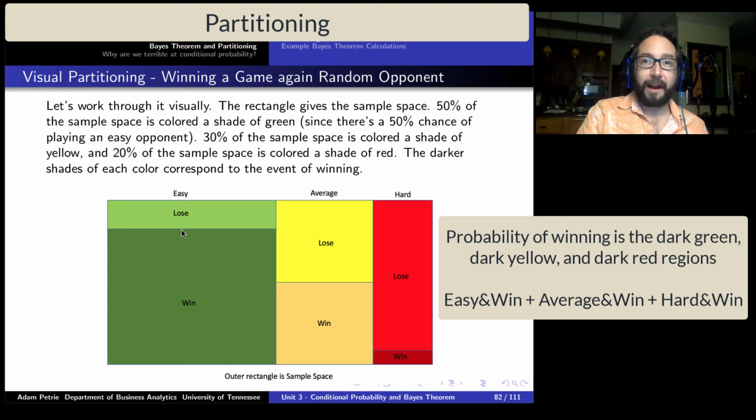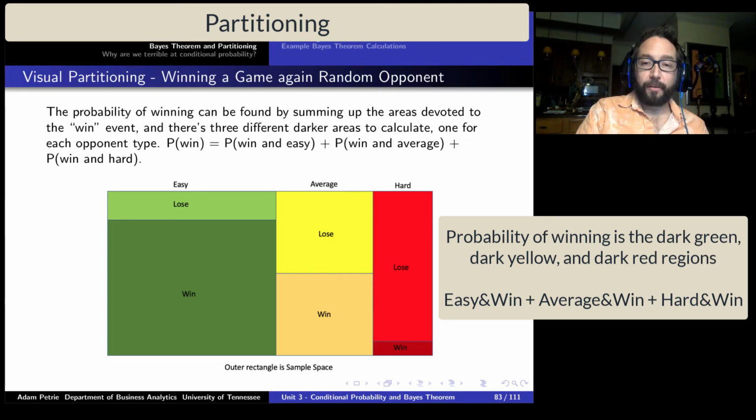Okay, well, the total area of the rectangle is 100%. We just need to figure out, okay, what's the probability of winning? We essentially need to add up these 3 areas, the dark green, the dark yellow, and the dark red. So all of that corresponds to winning in our sample space here. We just have to figure out how much of the area is devoted to this dark green square, the dark yellow square, and the dark red square. Add those three up, and we'll get the probability of winning.